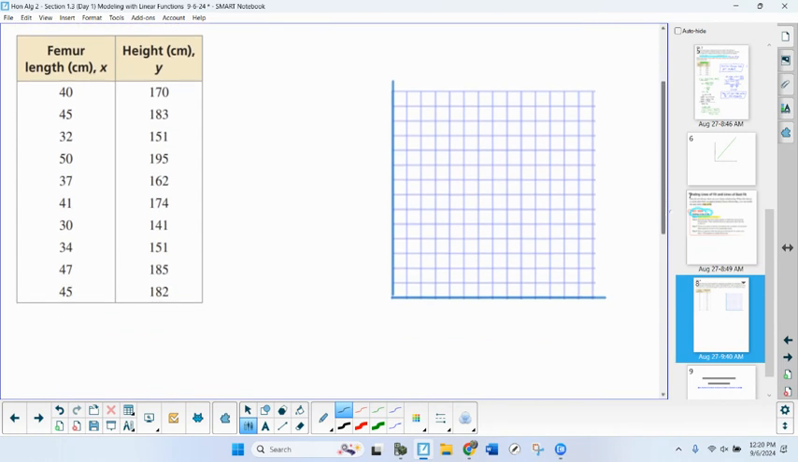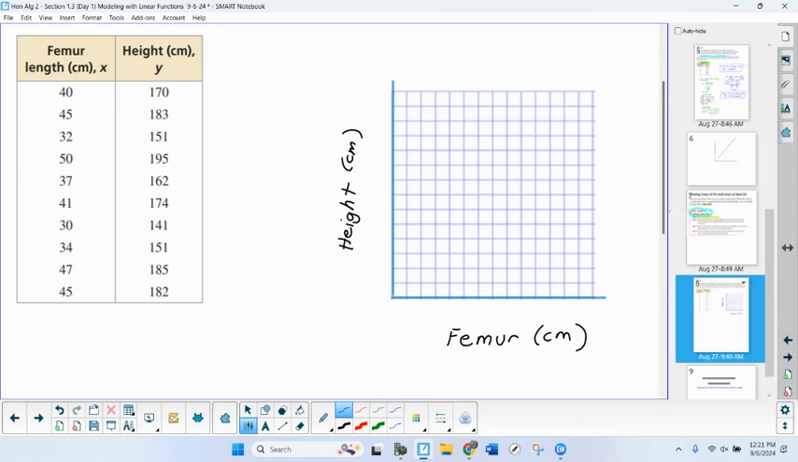It tells you it wants X to be the femur length. And this is in centimeters. And it wants Y to be the height. Also in centimeters. So first thing you're going to do is label your X and Y. It tells you which one is X and which one's Y. And now we have to figure out a scale. So as I look at my data, what is my smallest femur length? 30. What's my biggest femur length? 50.